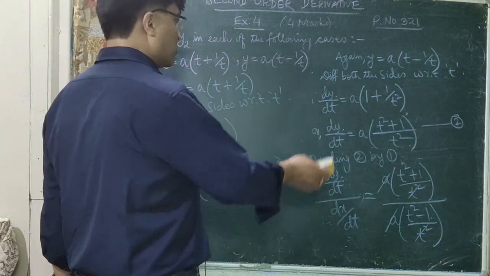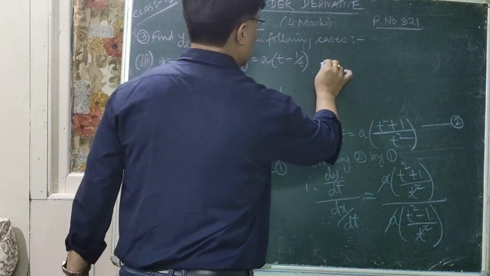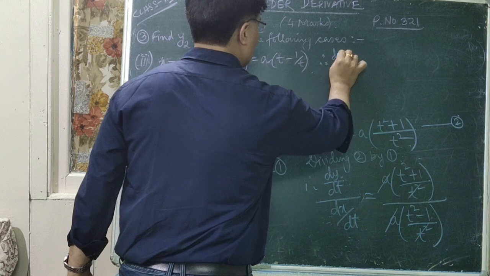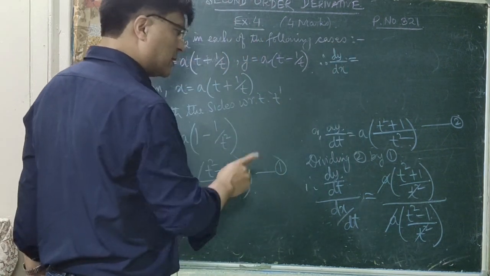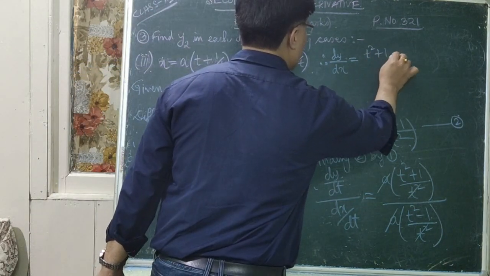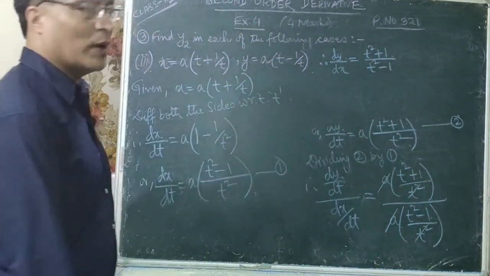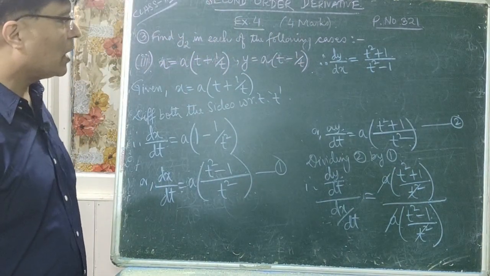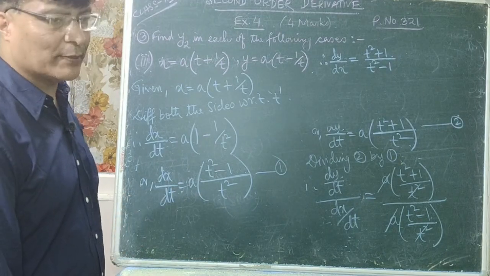So now let us find out here dy by dx. Therefore dy by dx is equal to how much is it? It is t square plus 1 divided by t square minus 1. So I think you have understood it. So that means we have got the value for dy by dx.